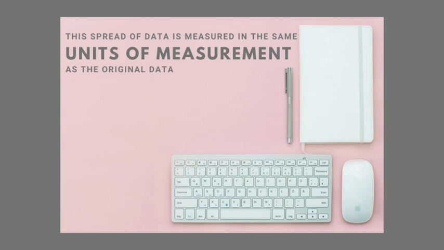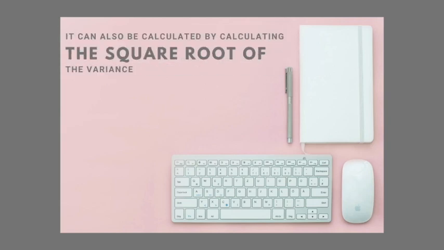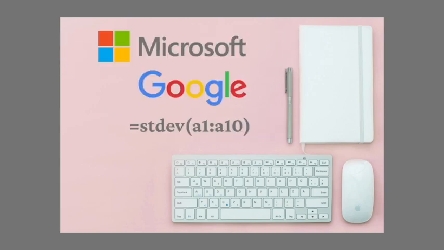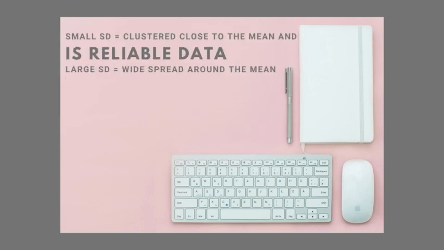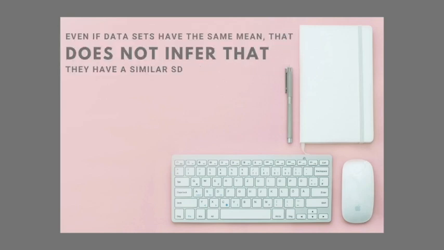For our example, 5 was the mean, 5 yards for player 1, 3.03 yards was the standard deviation. It can also be calculated by figuring out the square root of the variance. But we're fortunate we can use Excel, Google Sheets with our formulas, but it is worth noting that knowing that sentence, the square root of variance, could get you a mark on your exam without knowing how to do it. To summarise, a smaller standard deviation clustered around the mean demonstrates a reliable data set, whereas a large standard deviation infers unreliable data. If the data sets have the same mean, that does not mean they have similar standard deviations, because it depends how that mean has been realised.